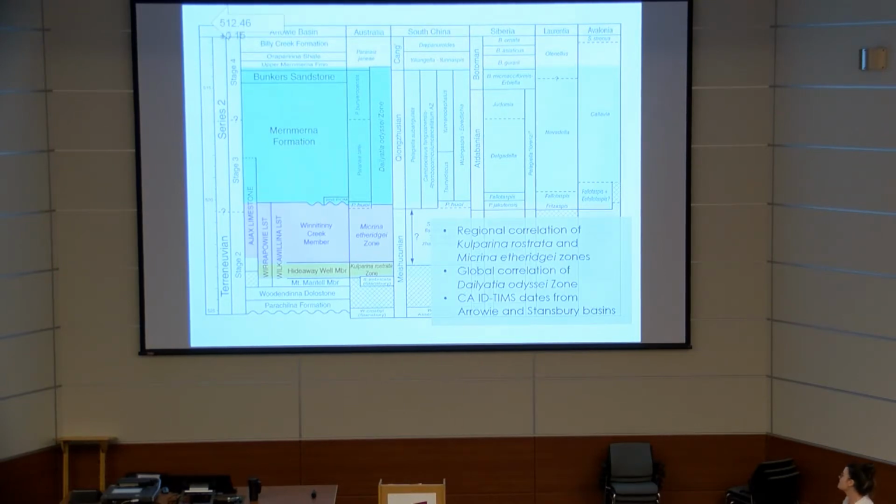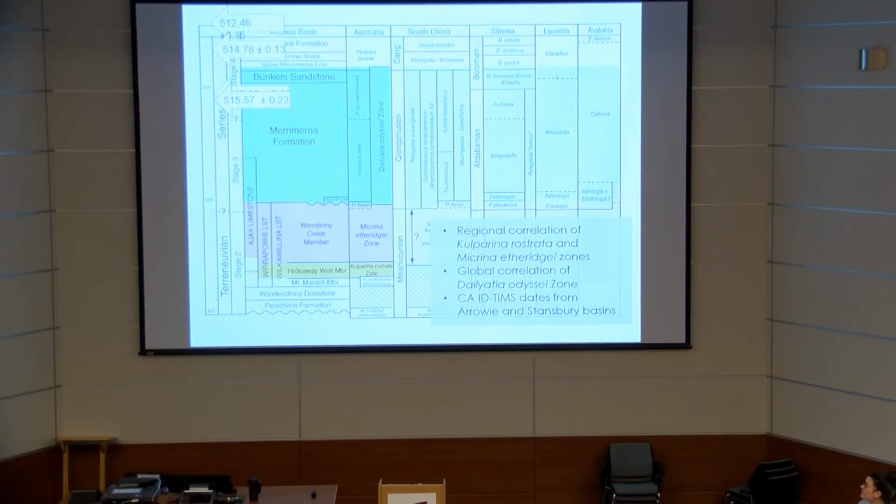So in the Arrowie basin, we have dates at different horizons. Oh, the error bar didn't come up. So 514.46 or thereabouts, and 512. And in the Stansbury basin, ages of about 515. So there's obviously some regional volcanism happening at this time, which is producing these volcanic horizons.